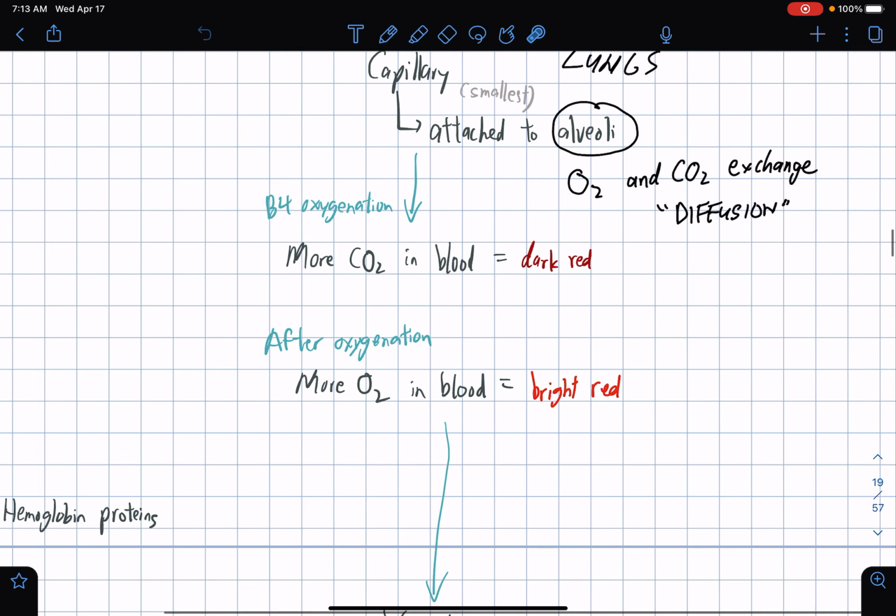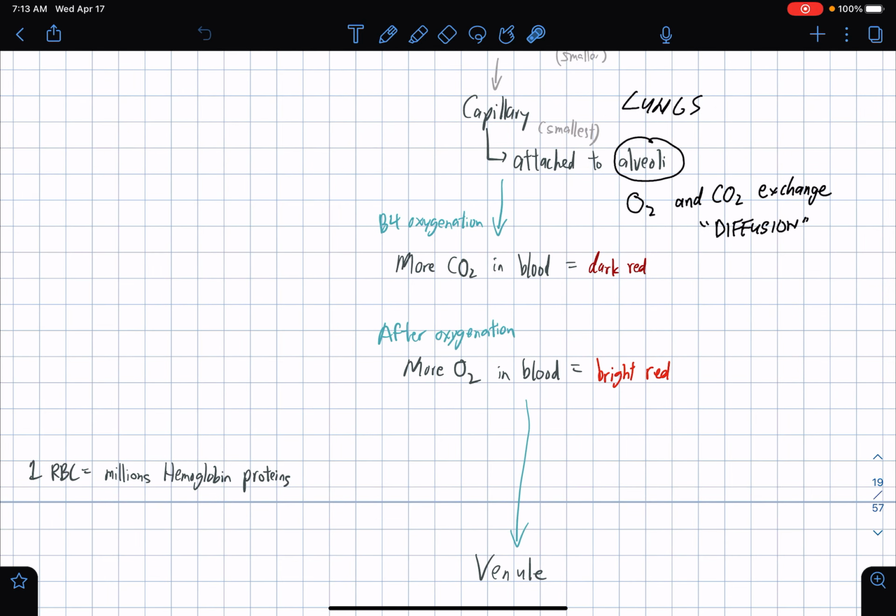So what can you get from these 2 statements? The presence of CO2 is inversely related to the presence of O2 in your blood. So the higher the CO2, the less O2. The higher the O2, sorry, the less O2, the higher the CO2. So you can tell the kind of concentration your blood has based on its color.